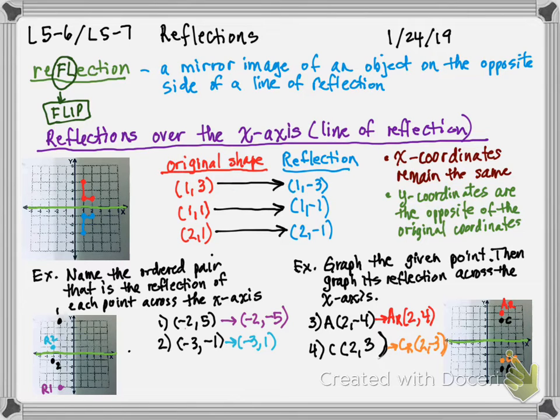So again, we're on the same vertical line for C and C reflection. C is 3 above the x-axis, and C reflection is 3 below the x-axis. All right, not too bad.